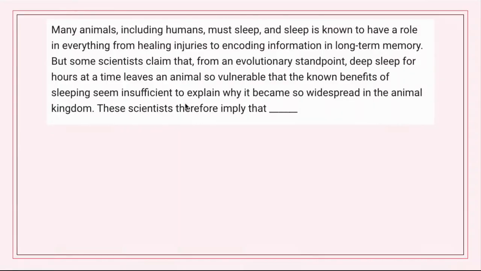All right, so let's read this one out loud. Many animals, including humans, must sleep, and sleep is known to have a role in everything from healing injuries to encoding information in long-term memory. So a lot of benefits.